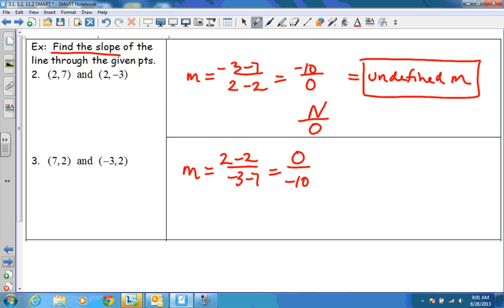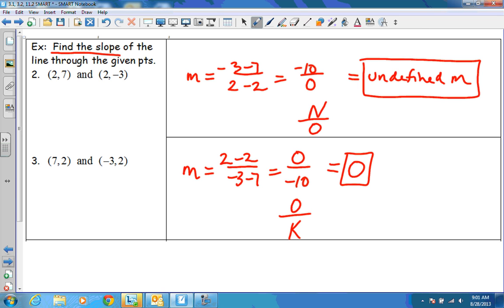Okay. This is now on my device here. If you have 0 over a number, it is... okay. So this one is a slope of 0. Put 0 over negative 10 in your calculator. Put negative 10 over 0 in your calculator. Do both of those. What does your calculator tell you?